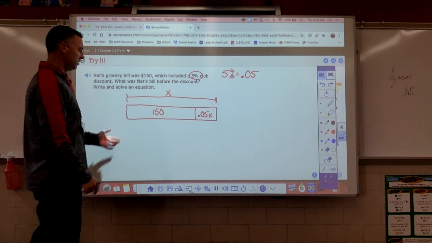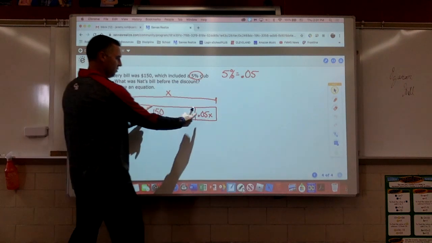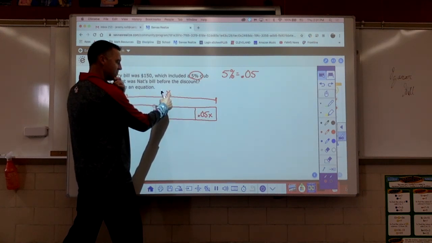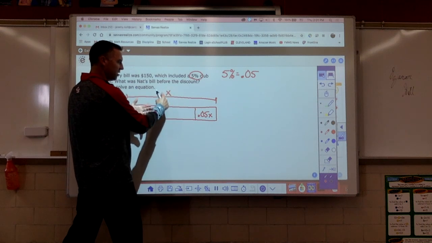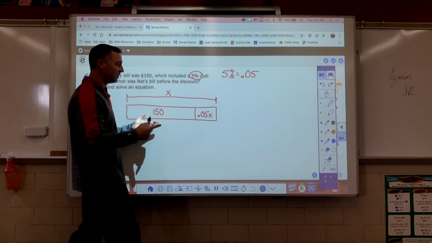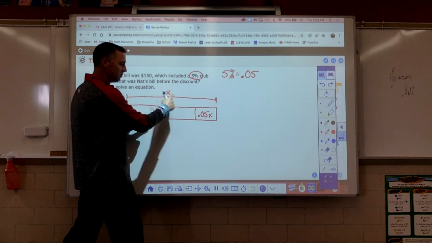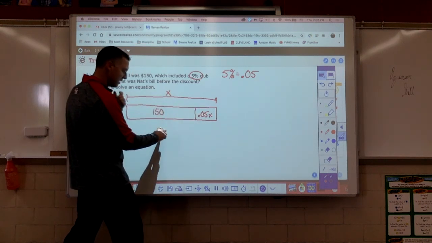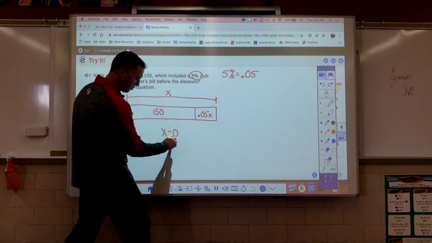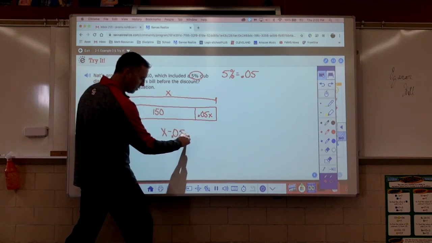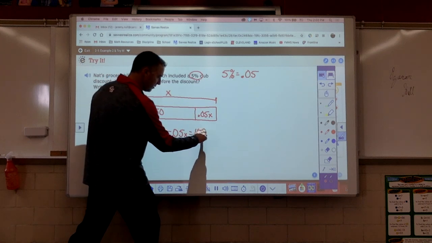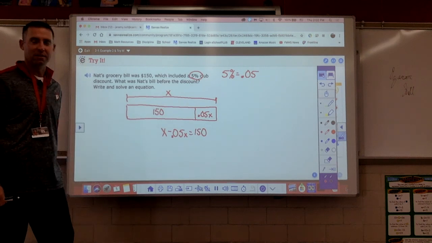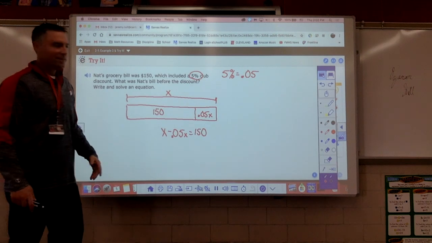Okay, so looks like these two things added together equal this. Or, since we don't really know the total, maybe we should subtract again. This minus this is equal to this. That sounds like a good idea. x minus 0.05x equal to 150. This is where I got to have Mr. Fricky. He's back there calculating right now.